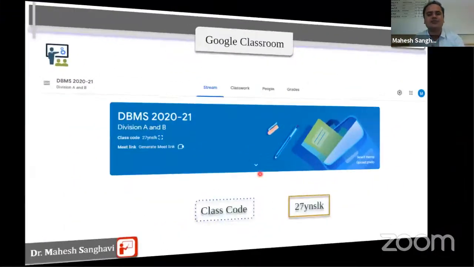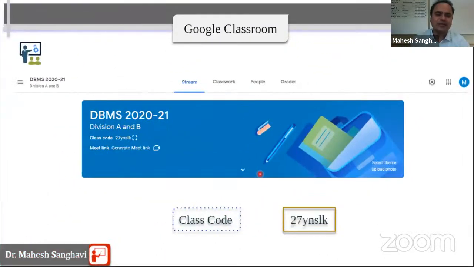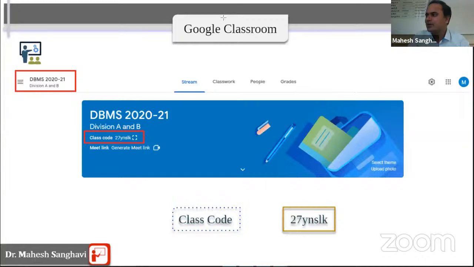Now, next is Google Classroom. I have already invited you to the Google Classroom. Both division A and B will be there. So dear friends, kindly join this Google Classroom without fail, because entire activities will be there. So this is the code that you have to use for this Google Classroom. And please join the Google Classroom of DBMS 2020-21. It is important. I have changed the year now, so don't worry, the year is now changed, but use this particular code to join this Google Classroom.